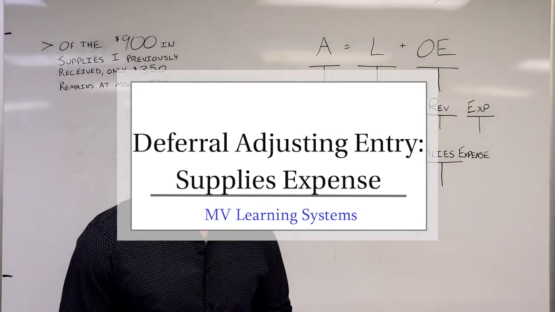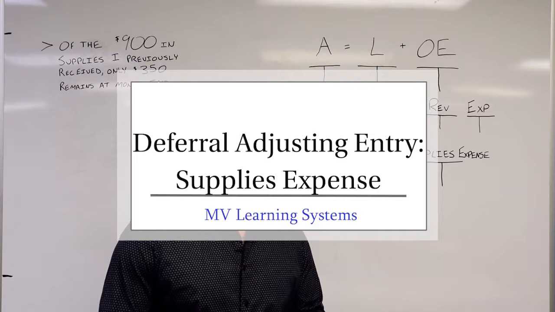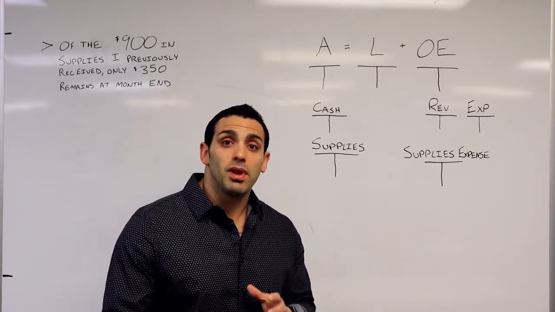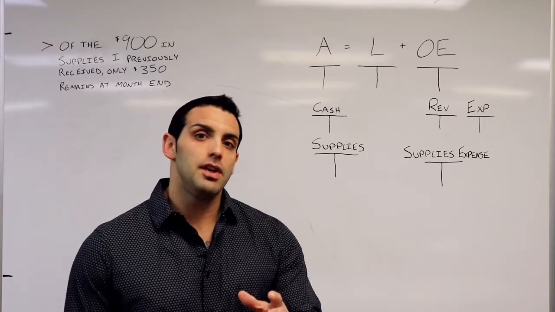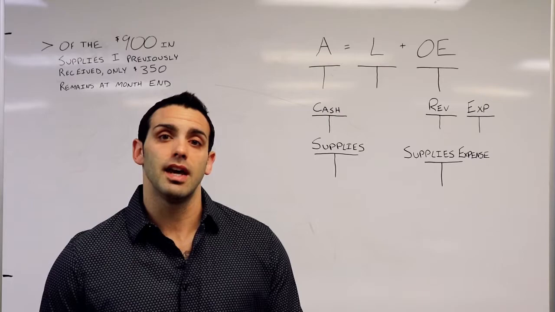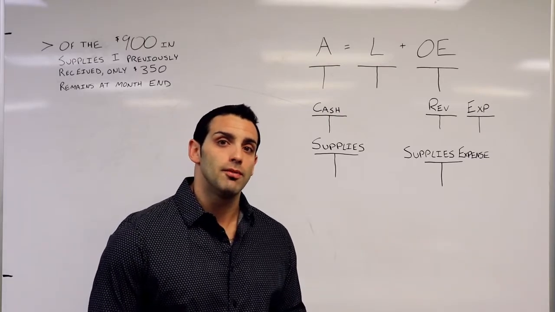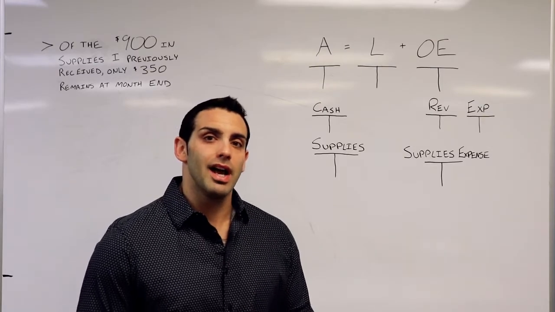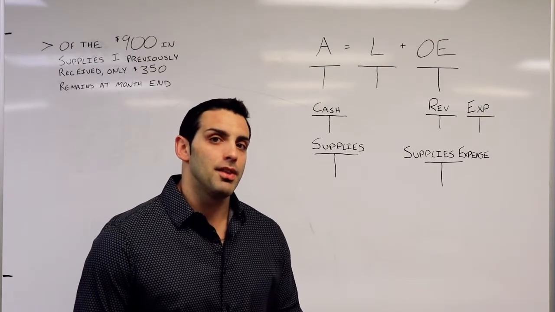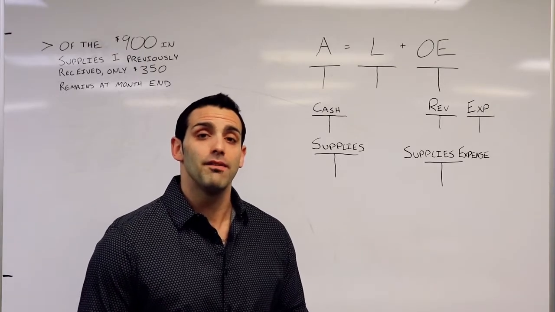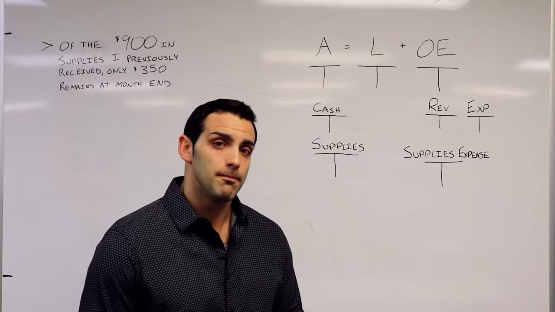Today we're looking at a specific deferral adjustment, or adjusting journal entry, for supplies and supplies expense. Now, if you need a quick refresher on what a deferral is, I'll leave a link to that lesson in the description below. But since I'm using the accrual accounting method, at the end of the month, I need to make some adjusting journal entries before I can prepare financial statements for that period.